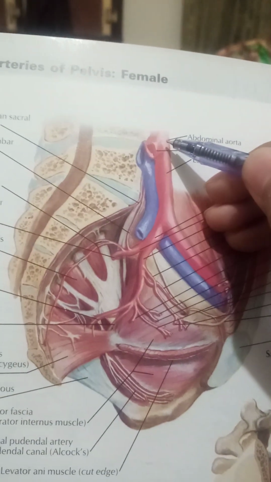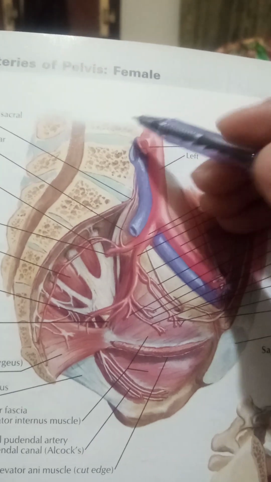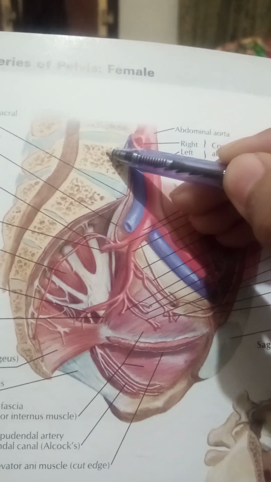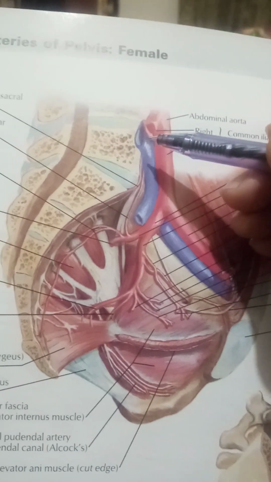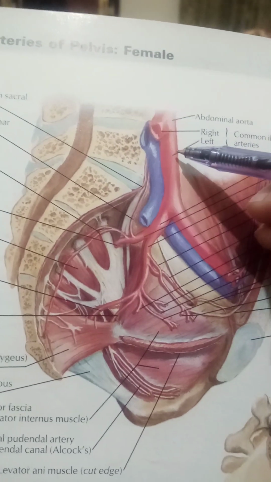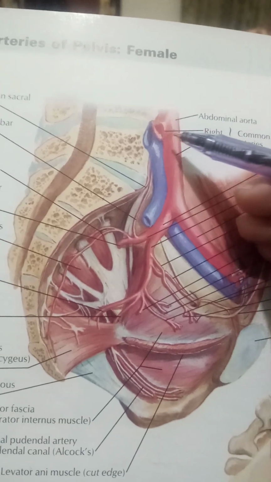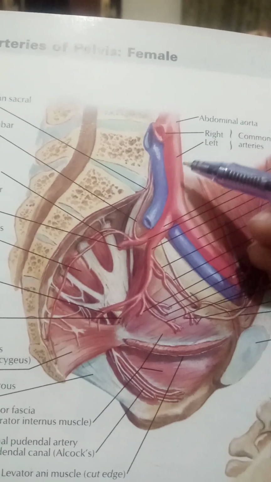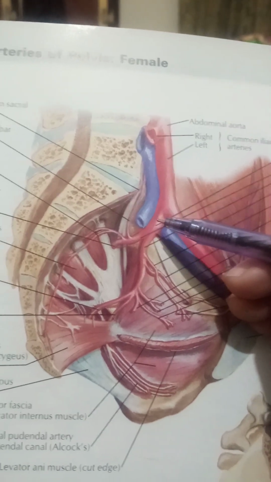This is abdominal aorta. Abdominal aorta at the level of L4 and L5 gives rise to the two common iliac arteries: right common iliac artery and left common iliac artery. Both common iliac arteries go till the sacroiliac joint.